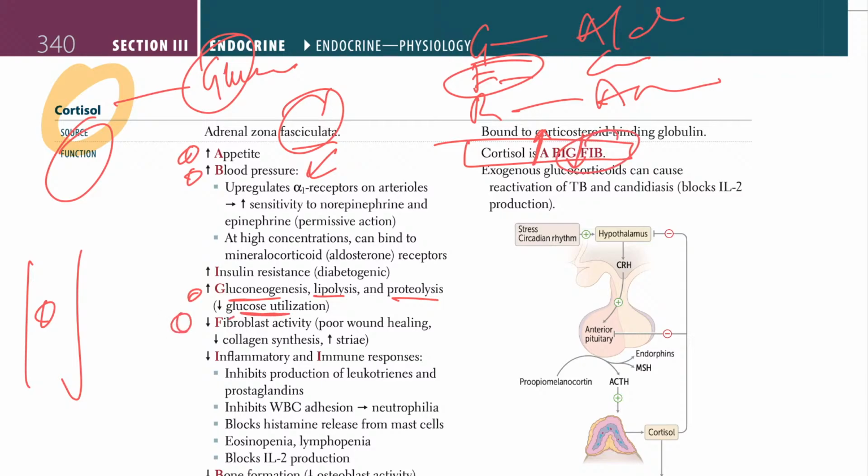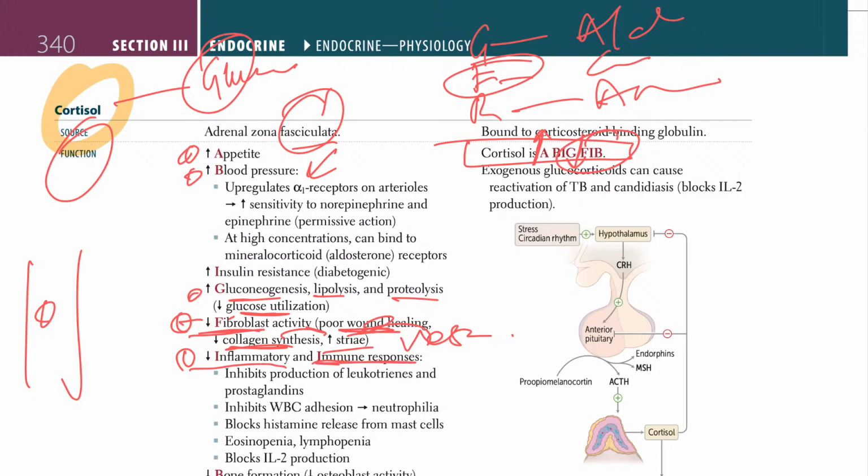Now the fib is all decreased, high yield: decreased fibroblast activity, which causes poor wound healing, decrease in collagen synthesis, which leads to increase in stria formation. So when you don't have collagen, the vessels break, leading to formation of stria. Okay, decreases inflammatory and immune response.